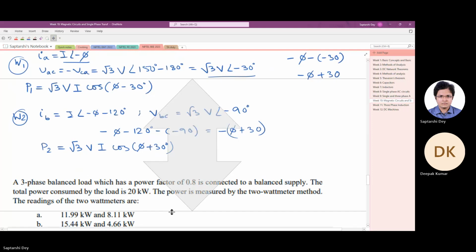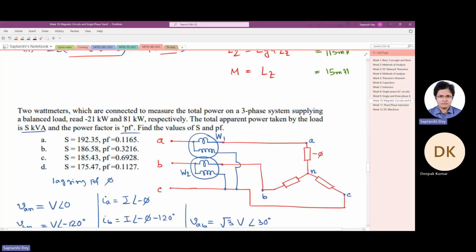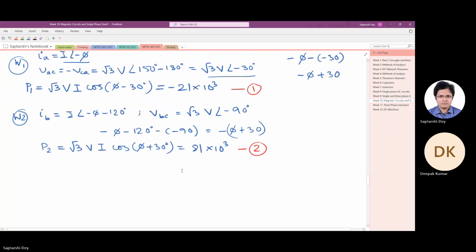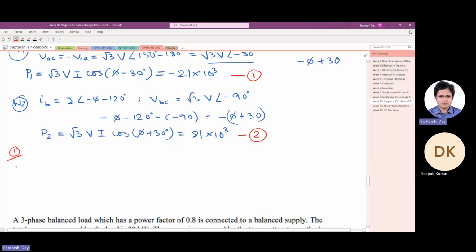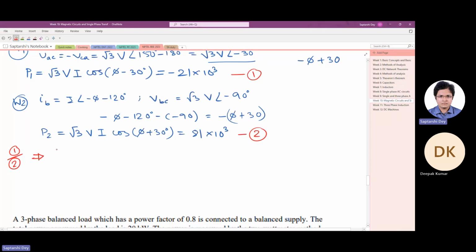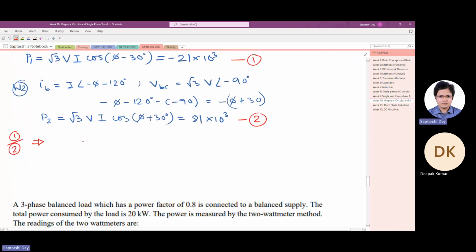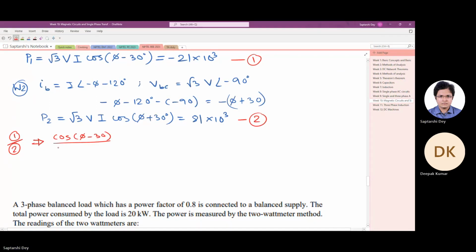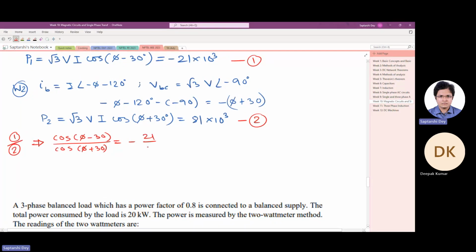Now in the question they have given that the first one is, you can take anyone as the first, doesn't matter. First one is minus 21, second one is 81. So minus 21 kilo, 81 kilo. Now equation 1 and equation 2, we have to find out S and phi. So from now we can find out phi from whatever we have now. What we can do is, you divide equation 1 by equation 2. If you do that, that will give you cos phi minus 30 by cos phi plus 30 equals minus 21 by 81.